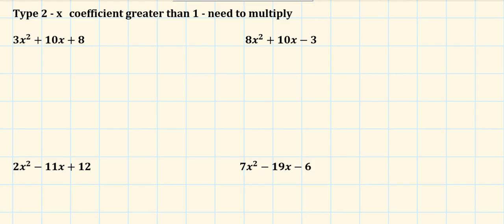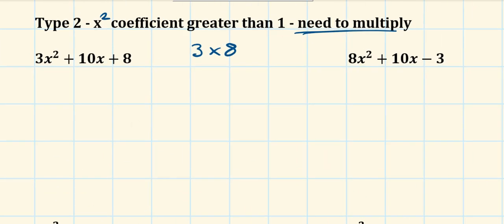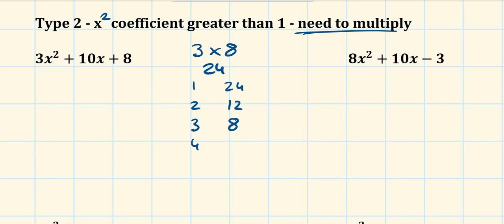Okay, so for these ones where the x squared coefficient is greater than 1, you need to multiply. Okay, so our guide number is going to be 3 by 8 for this first one. I'll just zoom in a bit. 3 by 8, which is going to give us 24. Okay, so find the factors. 1 and 24, 2 and 12, 3 and 8, 4 and 6. Yeah, so that's them all. And we see which ones add to give us 10. So clearly 4 and 6 add to give 10.